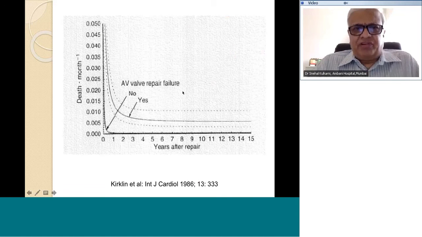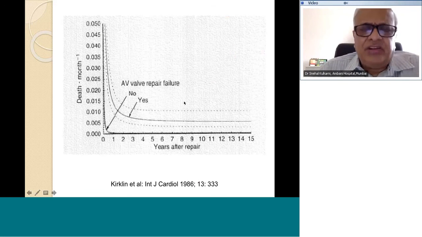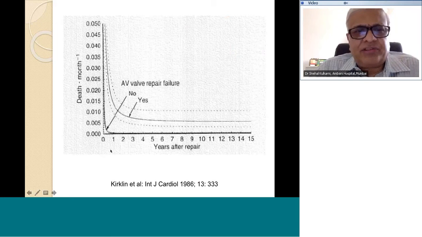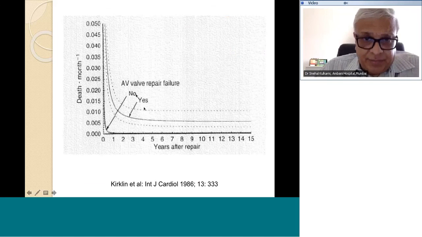Now, if you see the left AV valve behavior, it has certainly got a huge influence on the long-term survival. If the left AV valve repair is very well competent, then that is the hazard function curve. Whereas if a repair has failed, then obviously there is a lot of attrition.